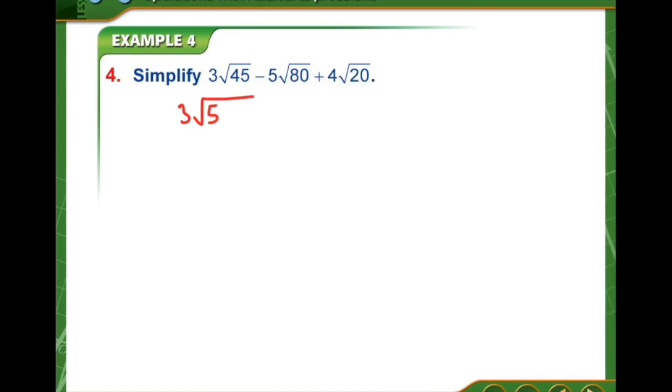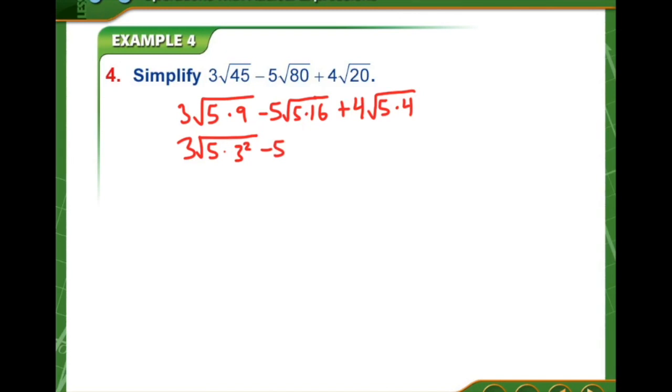So that means we can break out a 5 for each of them. 45 is 5 times 9. 80 is 5 times 16. And 20 is 5 times 4. So conveniently, all of these things that 5 is being multiplied by are perfect squares. So we have 3 times the square root of 5 times 3 squared minus 5 times the square root of 5 times 4 squared plus 4 times the square root of 5 times 2 squared.